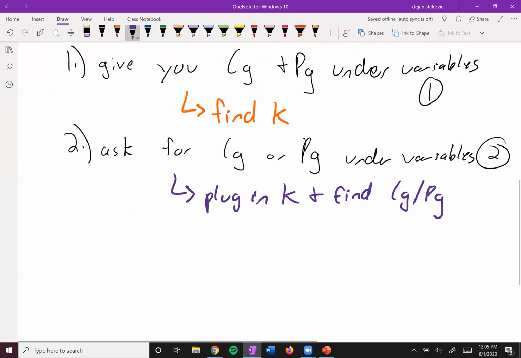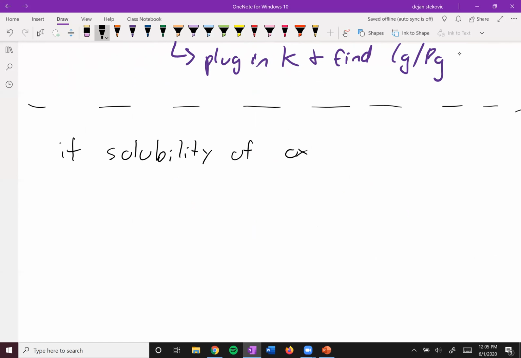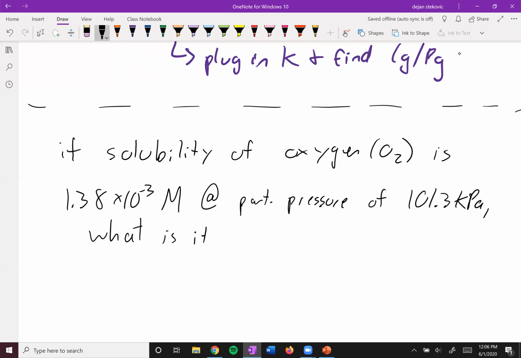So let's take a look at an example of this. Say the solubility of oxygen, remember that's O2, a diatomic gas, is 1.38 times 10 to the negative 3 molar at a partial pressure of 101.3 kilopascals. What is it at 20.7 kilopascals? So you see they give you two different sets of conditions.